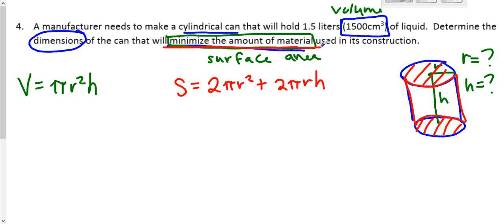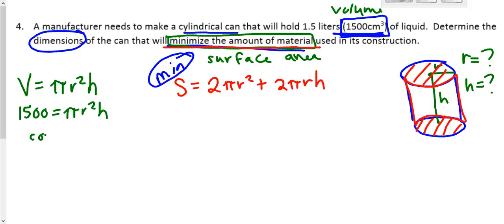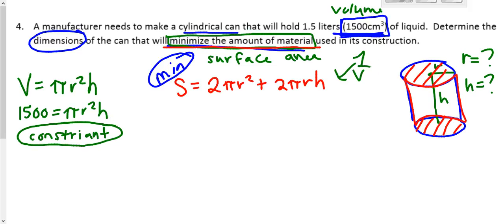Minimize the amount of material. That means the area on the outside. So this is what we need to minimize, or take the derivative of. This was a number that was given, so this is our constraint: 1,500 is going to be equal to our volume, pi r squared h. This is our constraint that helps us give an answer. We need our surface area in one variable, so we're going to use our constraint to help us do that.